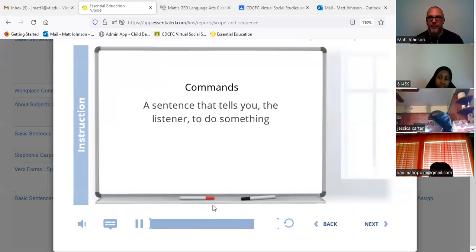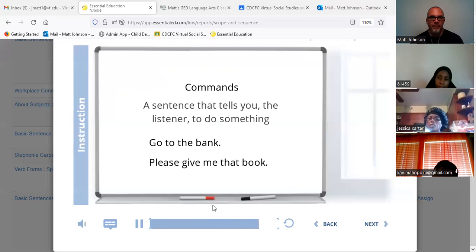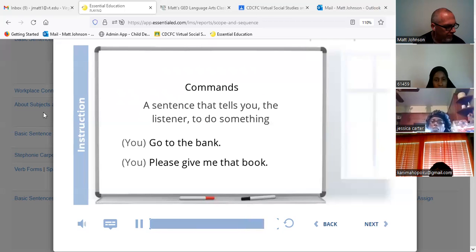For example, go to the bank. Please give me that book. A command has an implied subject, you. The rest of the sentence structure is the same as a statement. You just leave out the subject. And the subject is always you. So instead of saying, you go to the bank, you just say, go to the bank. Well, that's a command. To be polite, you can add please at the beginning of a statement. Please give me that book.